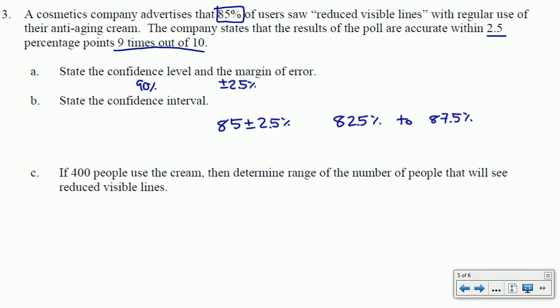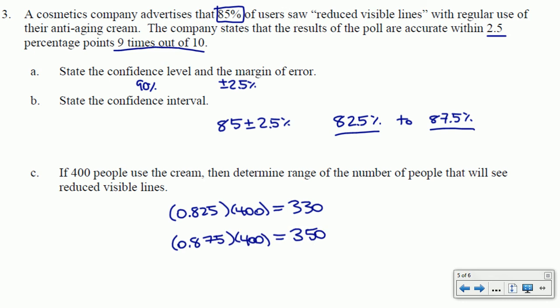If 400 people use this cream, then determine the range of the number of people that will see reduced visible lines. So on the low end, we use this percentage as a decimal and multiply it by the number of people. So we go 0.825 times 400, which gives us a result of 330. And for the upper end, we use this percentage and multiply it as a decimal times 400. So we get 350. So we would expect to see between 330 and 350 people out of 400 to see reduced visible lines.